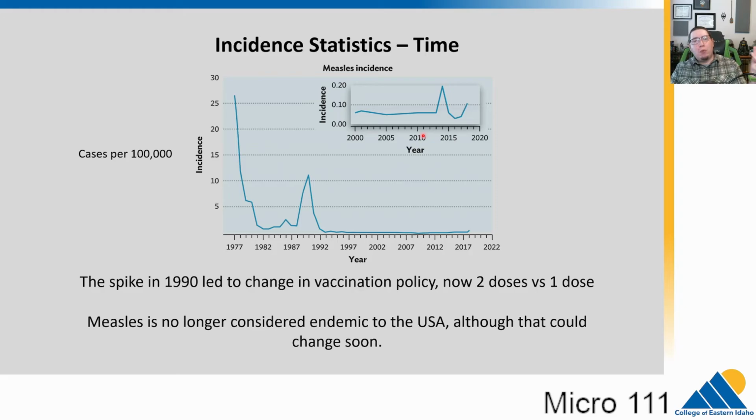So often when we look at incidence, we're measuring over time, so a graph is great for that. It doesn't necessarily give us that geographic information, but it gives us the overall picture over time. So here we're looking at cases per 100,000, and this is for measles.